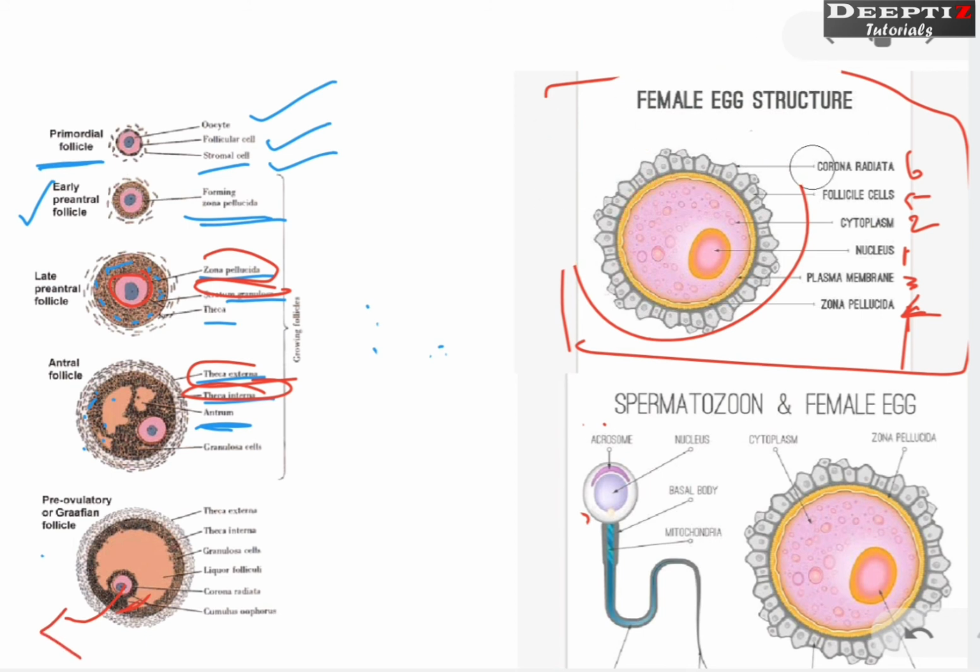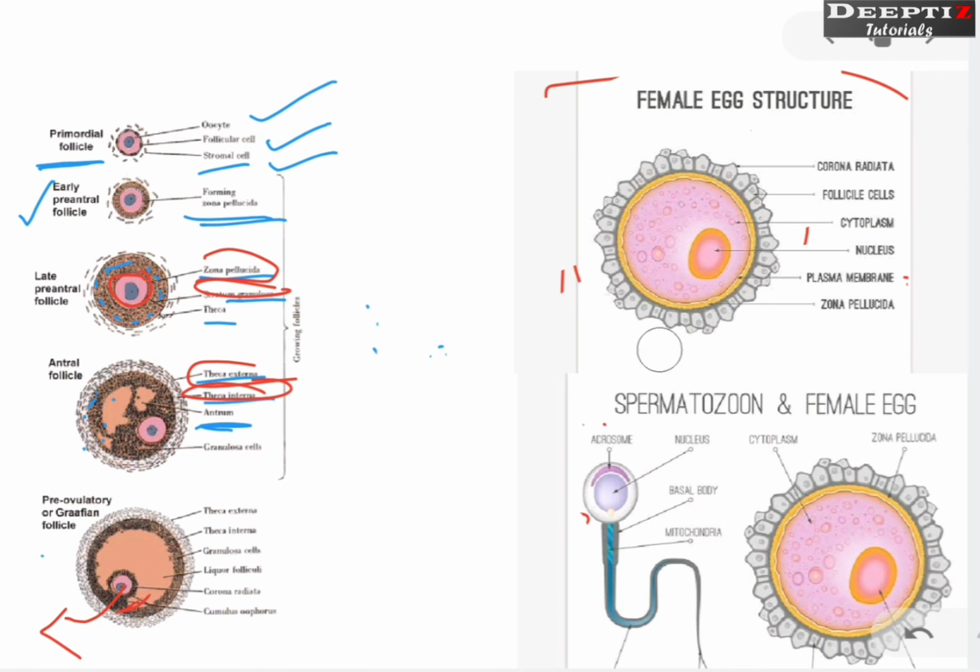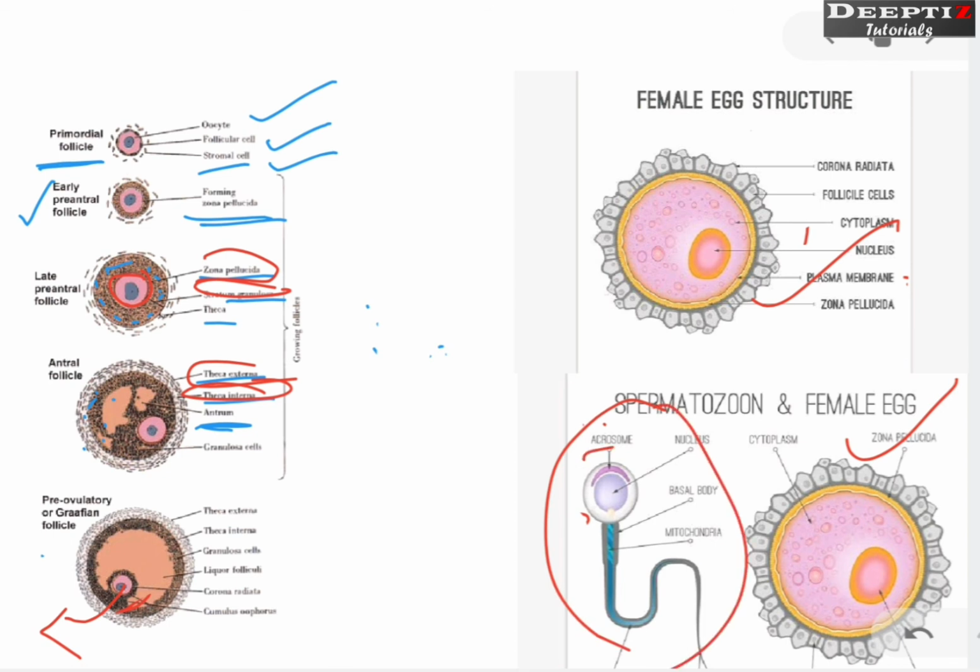Now this is the comparison of male and female sex cell. Hopefully no need to explain again. This is the same diagram. This is the spermatozoa where acrosome, nucleus, basal body are there. Mitochondria, tail, meaning head, neck, tail, middle piece, all those things we have studied.